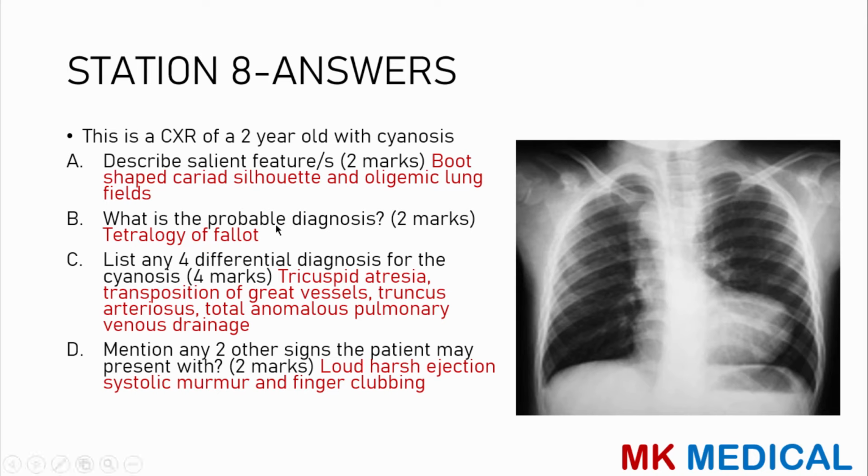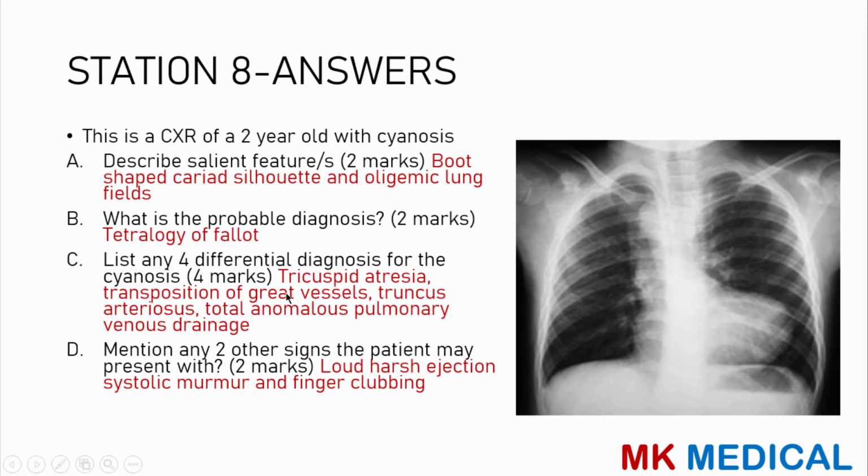What is a probable diagnosis? This is obviously tetralogy of Fallot. Remember, this is one of the many congenital cyanotic heart diseases, among others such as tricuspid atresia, transposition of the great vessels, truncus arteriosus, total anomalous pulmonary venous drainage.